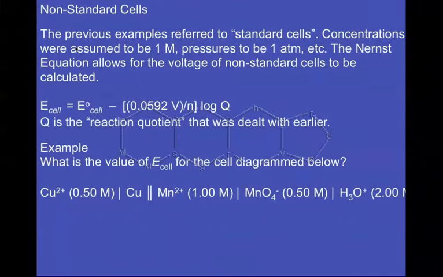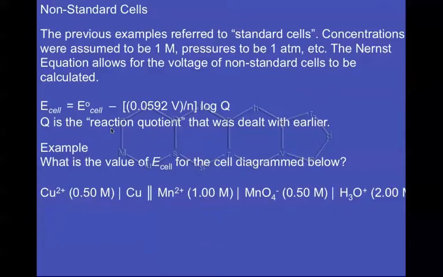I'd like to now talk about non-standard cells. Up to now we've been talking about standard cells where the concentrations were 1 mole or 1 atmosphere, pressures were 1 atmosphere, etc. But now we can actually calculate the cell potential of non-standard cells if we have the Nernst equation. And the Nernst equation is this one here. E cell equals E naught cell minus 0.0592 volts divided by N times log of Q. And Q is our friend, the reaction quotient that we've been dealing with up to this point anyway.